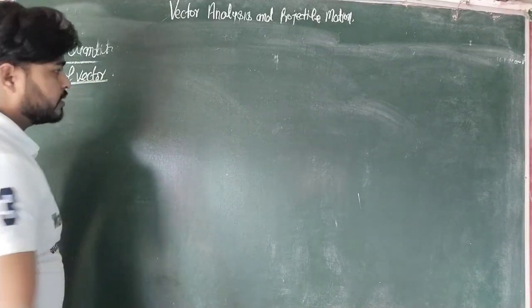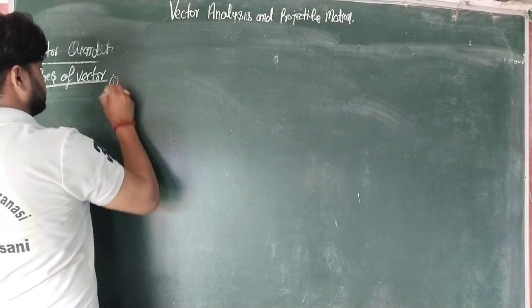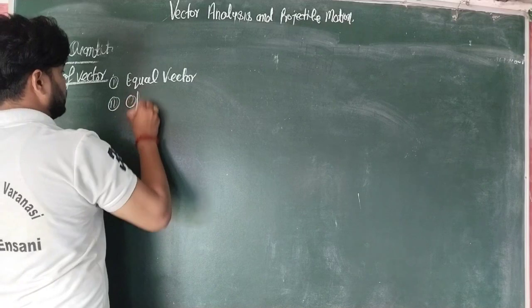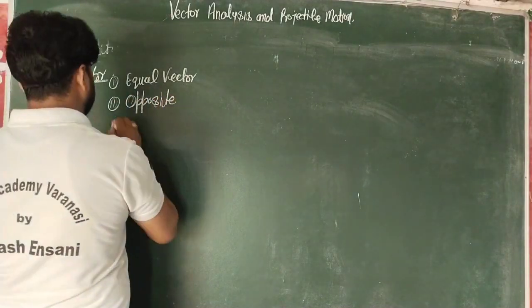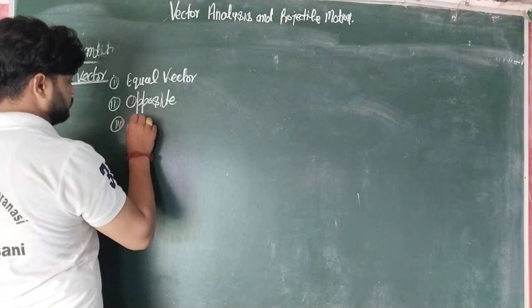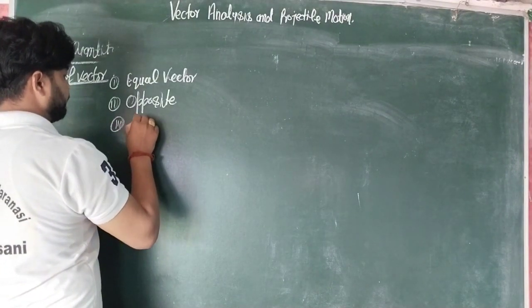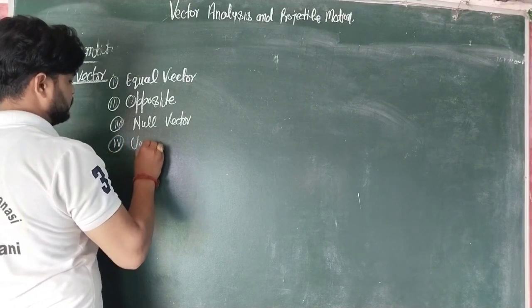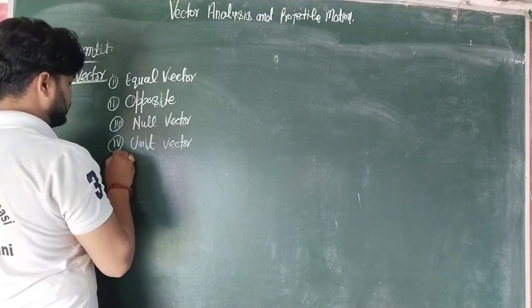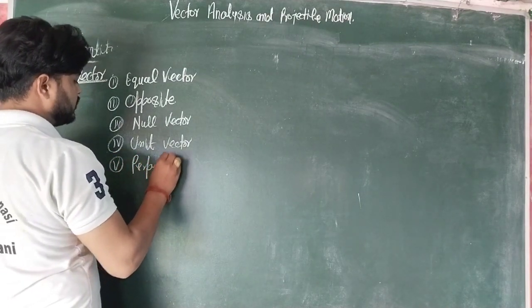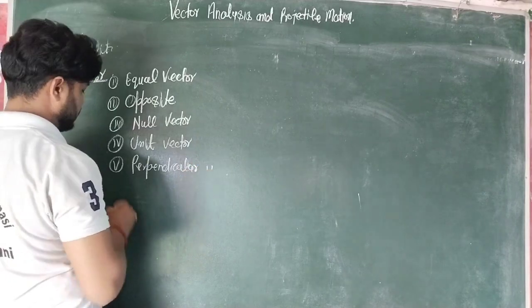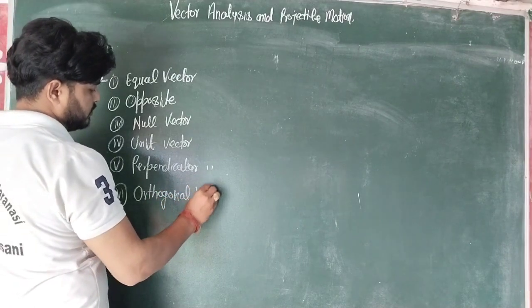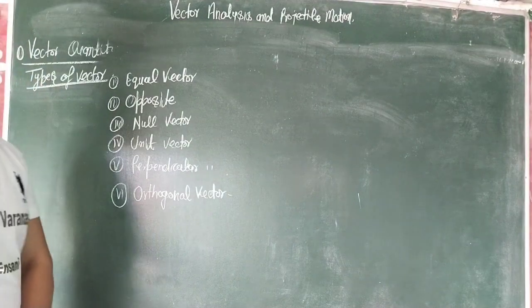Types of vector. There are many types of vector. Let us see: equal vector, opposite vector, null vector, unit vector, perpendicular vector, and last is orthogonal vector. Okay, let us see about the equal vector.